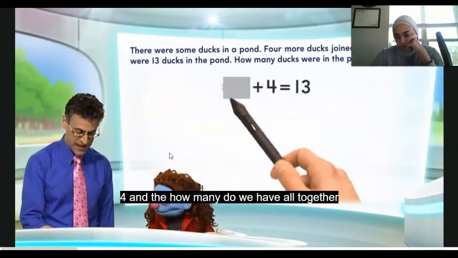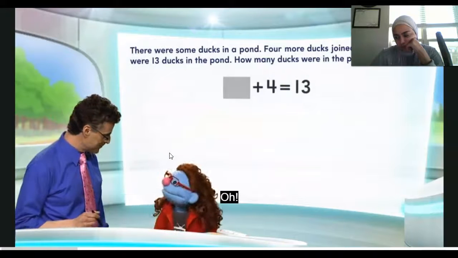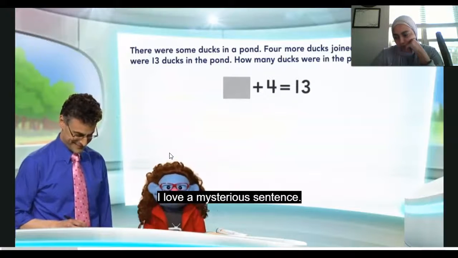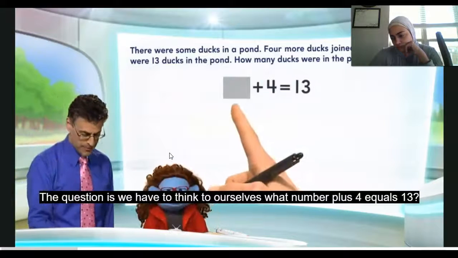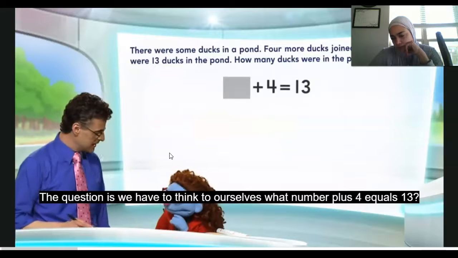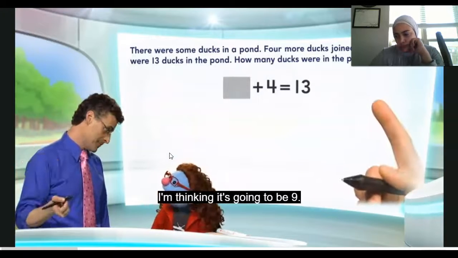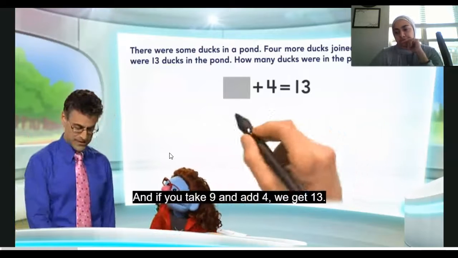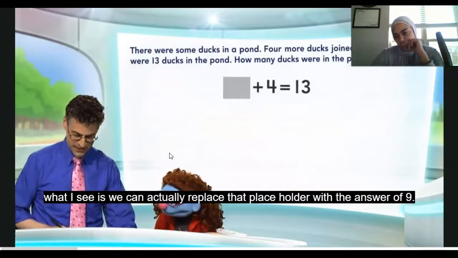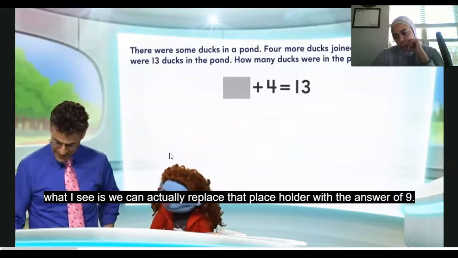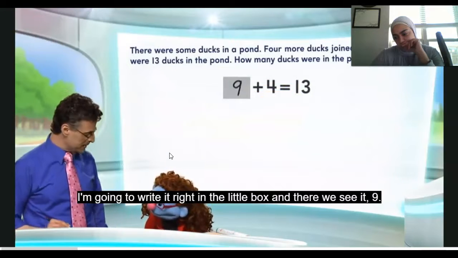So there's some mystery number here for the missing number, +4. And then how many do we have all together when we're all done? We saw we have 13. And so that gives us this great addition sentence. I love a mysterious sentence. Now, here we go. The question is, we have to think to ourselves, what number +4 equals 13? And so what number +4 equals 13? If I think about it, I'm thinking it's going to be 9. Wow. 9, and if you take 9 and add 4, we get 13. So, 13. What I see is we can actually replace that placeholder with the answer of 9. And I'm going to write it right in the little box. And there we see it, 9.